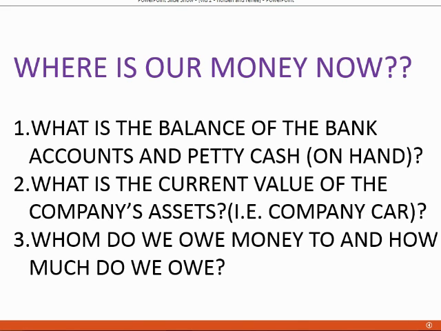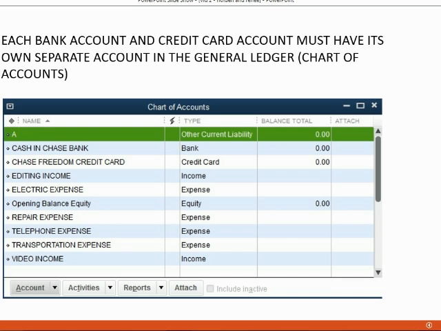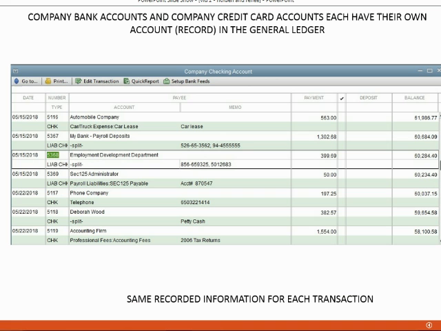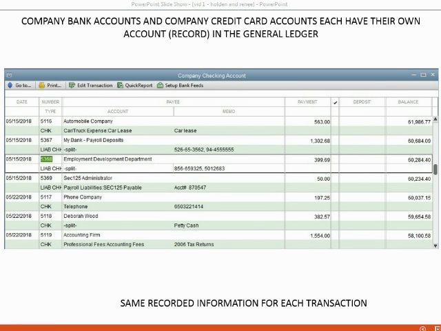Well, the general ledger has an answer for that. Each bank account and each credit card account must have its own separate account in the general ledger. These are accounts that are in the general ledger along with the other accounts that we were just talking about. This picture is a little bit more like the way the accounts would actually look.